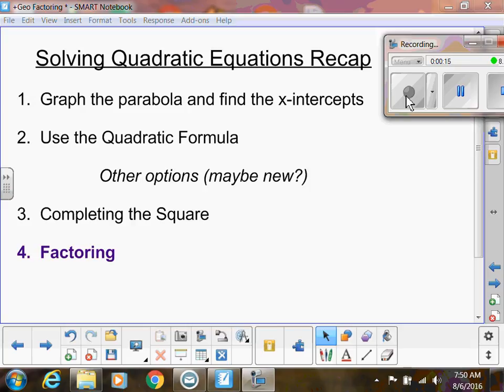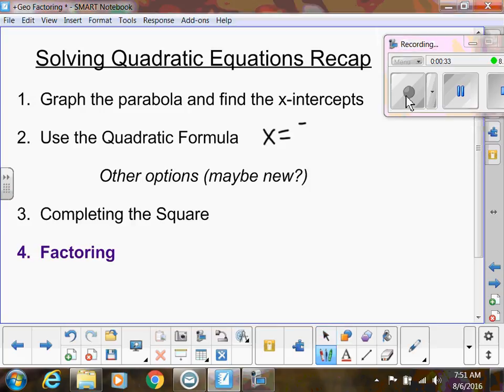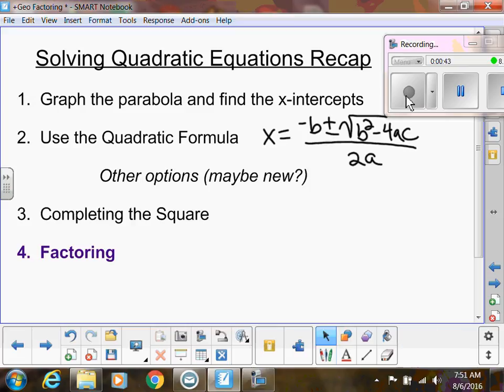So in Algebra 1, you either graphed the parabola and found the x-intercepts where it crossed the x-axis, or what you commonly use algebraically is the quadratic formula. And I'm sure you remember that long formula: x equals negative b plus or minus the square root of b squared minus 4ac, all over 2a. Yes, it's a very long formula. I'm sure you guys are groaning right now.